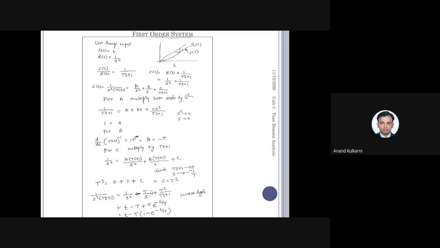This can be simplified like this. This is the output c of t for unit ramp function. So the output you can see here, it continuously lags behind the input, and the gap between the two is equal to the time constant of the system, capital T. This is the second derivation.